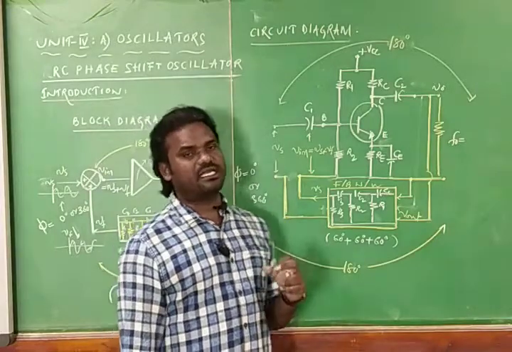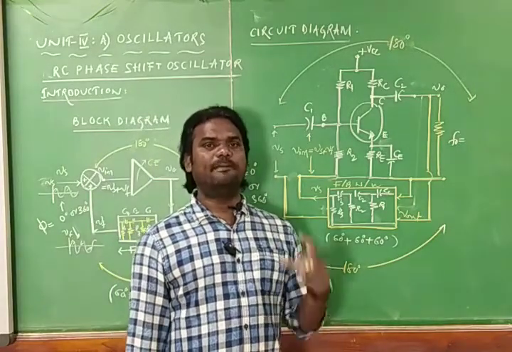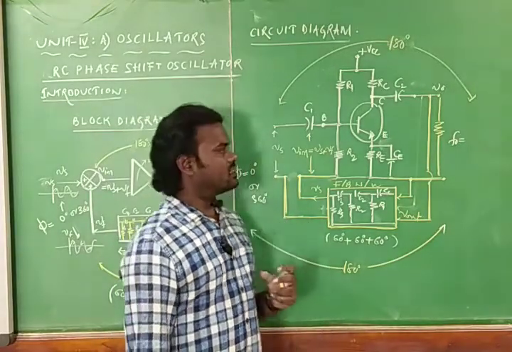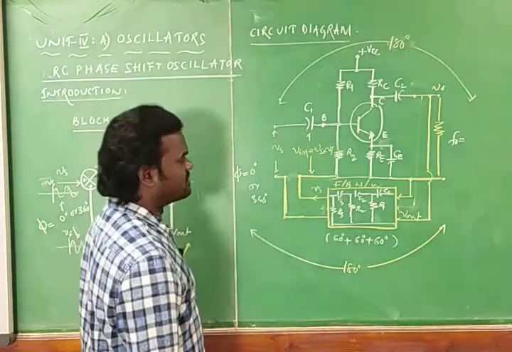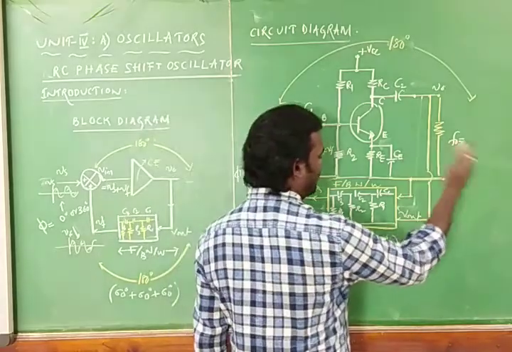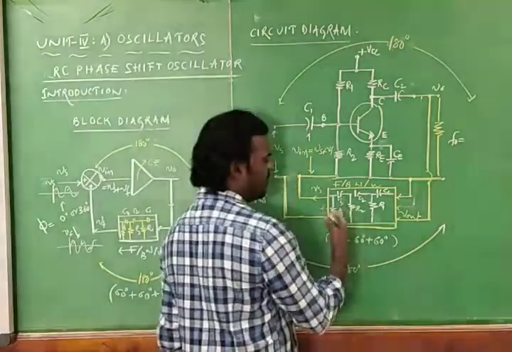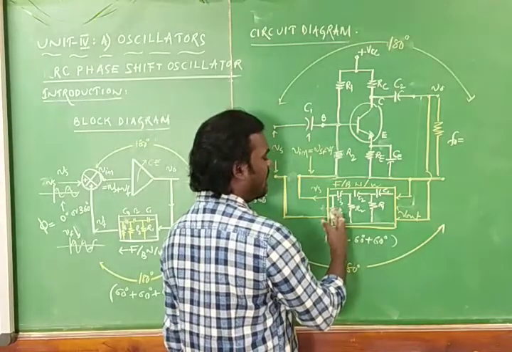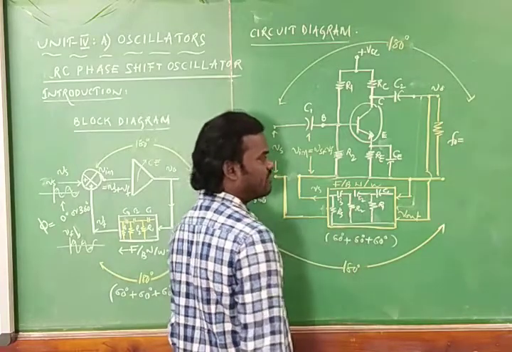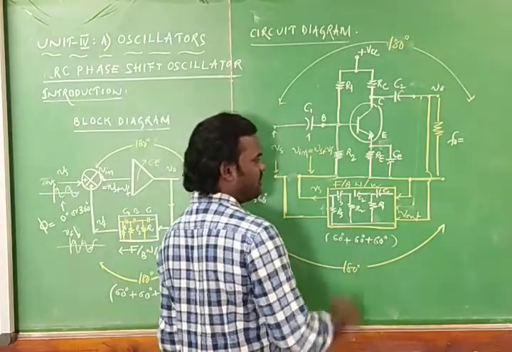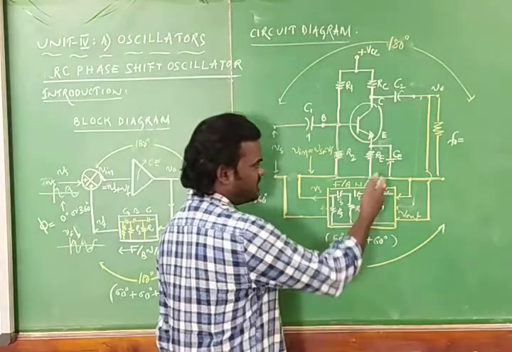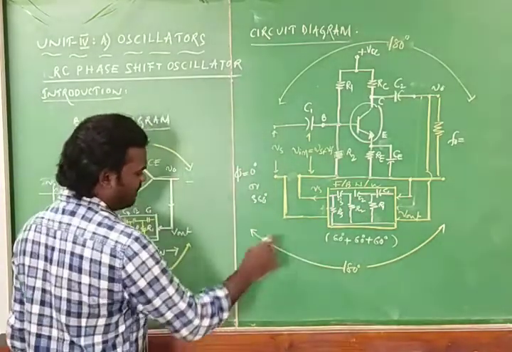Frequency of oscillation is the frequency at which the oscillator circuit makes sustained oscillations. This frequency of oscillation is purely dependent on the components used in the feedback network, and those components decide the frequency of oscillation.